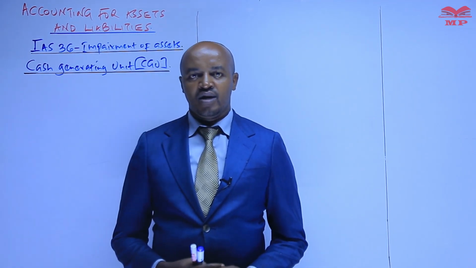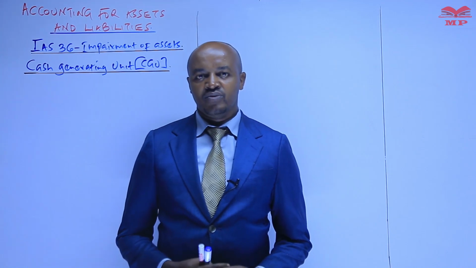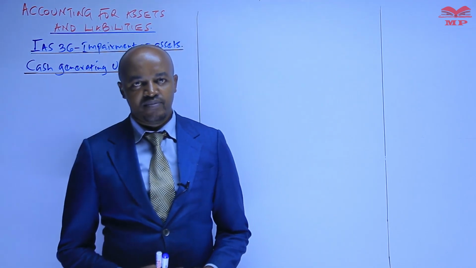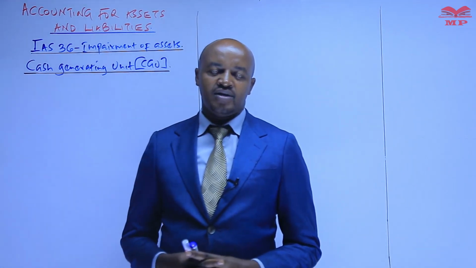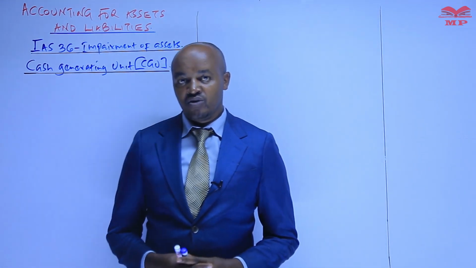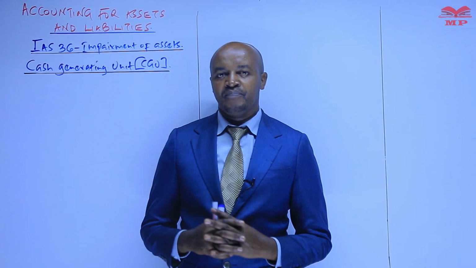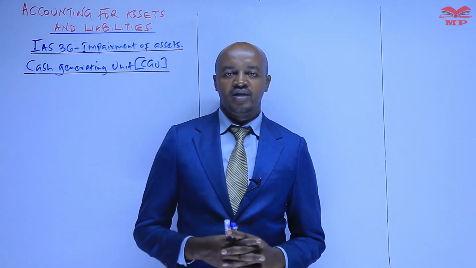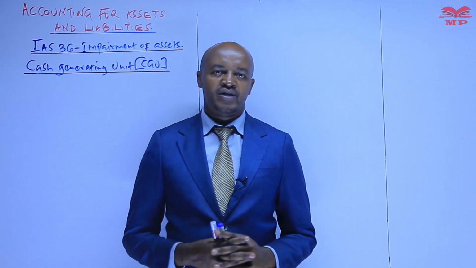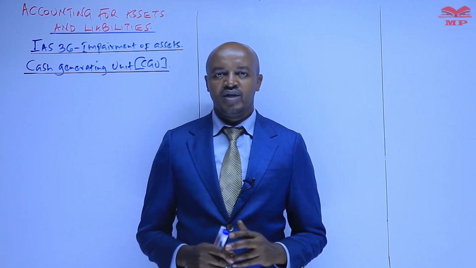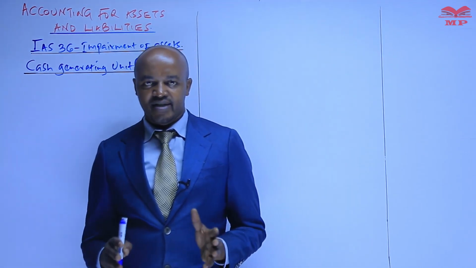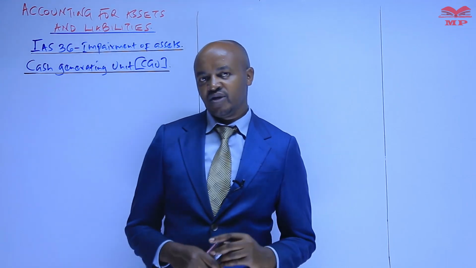So in this session, we continue with the topic on impairment of asset. In our previous class, we defined what an impairment is, when an asset is deemed to be impaired, those particular factors which show that the asset could be impaired. And we also did an illustration question as far as the determination of impairment loss is concerned.